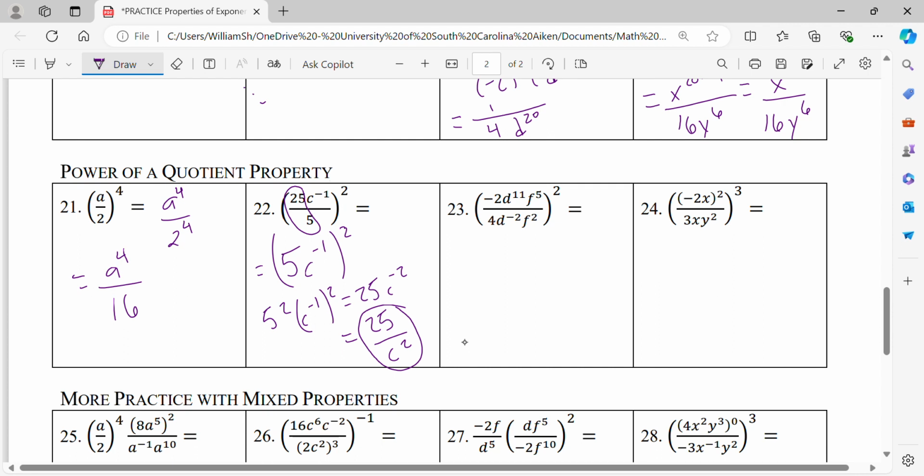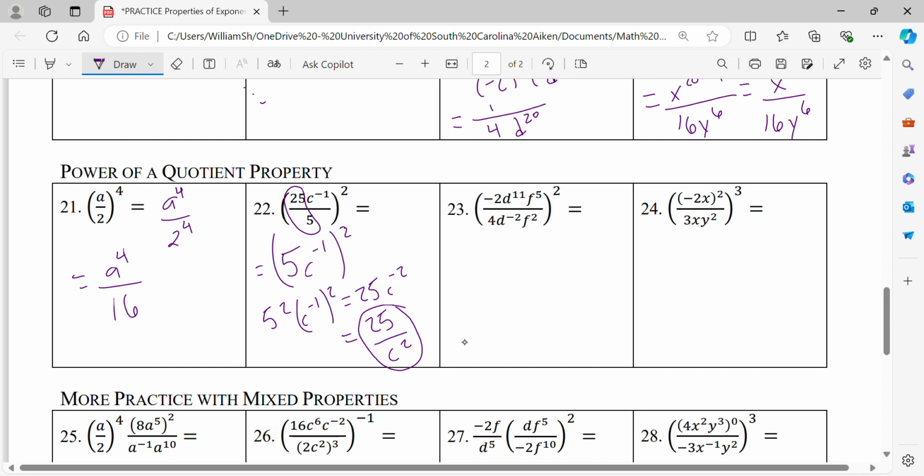Alright, which leads us to 23. We could force through right out the gate and distribute this 2 to every single one of these terms. I have negative 2, d to the 11th, f to the 5th, all over 4d to the negative 2, f squared, all raised to the 2. I could distribute this 2 to the negative 2, to the d to the 11th, to the f to the 5th, to the 4, to the d to the negative 2, and to the f squared if I wanted to. Or I could do a simplification step first, and then only have to distribute it maybe 3 times instead of 6.